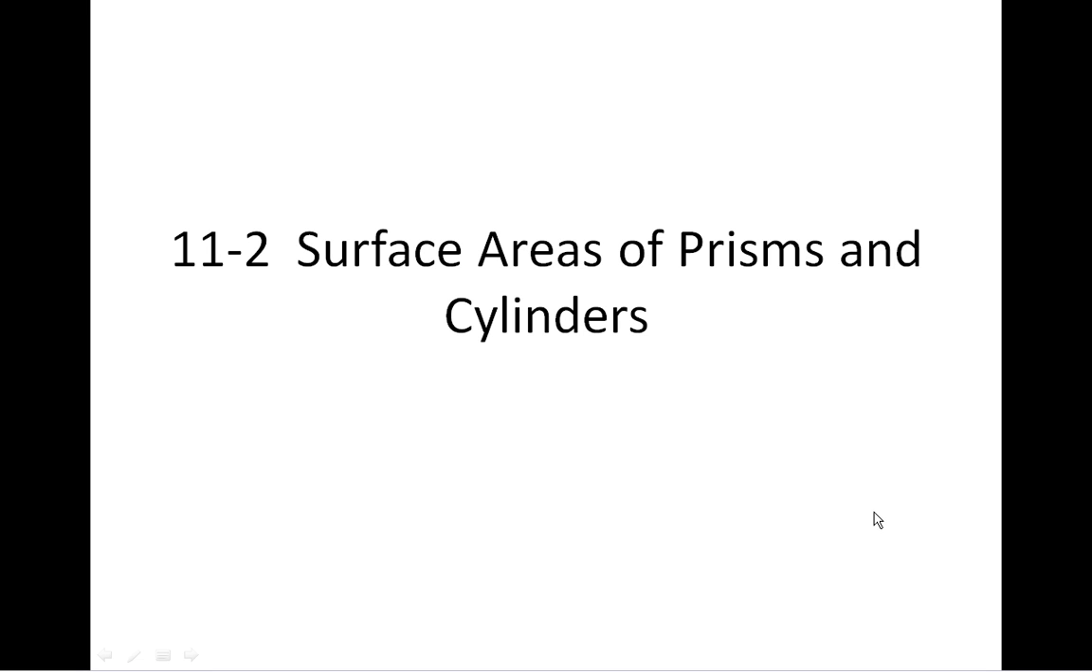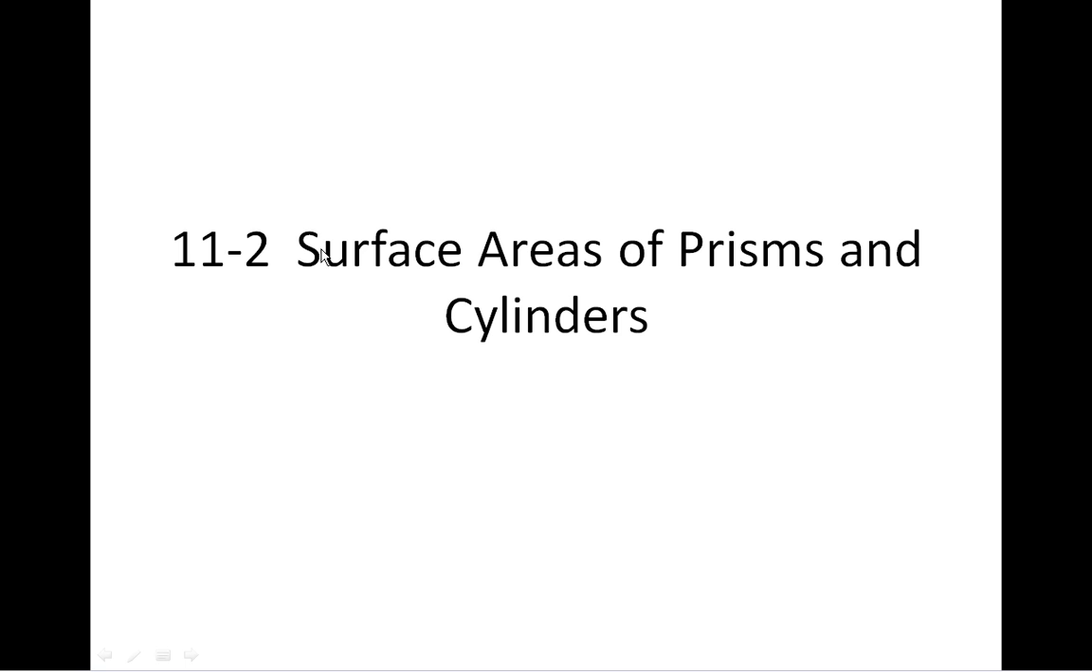As we continue our discussion about space figures and polyhedra, we're going to start looking at surface areas. Today we're going to look at surface areas of prisms and cylinders. Before we do that, we need to make sure that we've got some vocabulary under our belt.